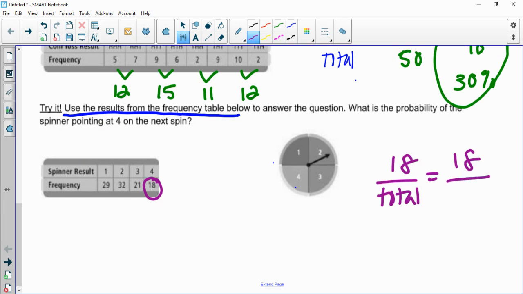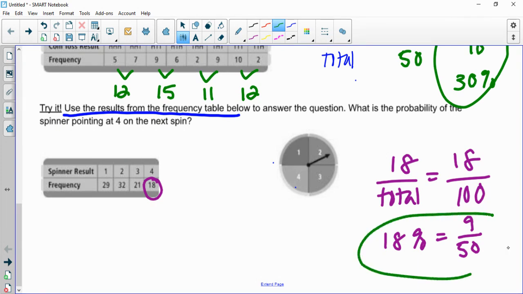So let's add those total numbers together for frequency. You got 29 plus 32 plus 21 plus 18 is 100. So 18 out of 100, which you could write as 18%. You could reduce that to 9 over 50. However you want to write it is fine with me. So there's an 18% chance that based on this table, you get a 4 the next time you spin the spinner.